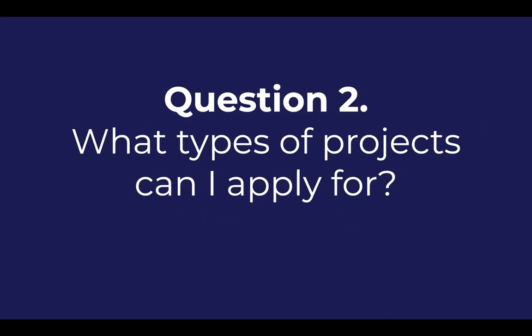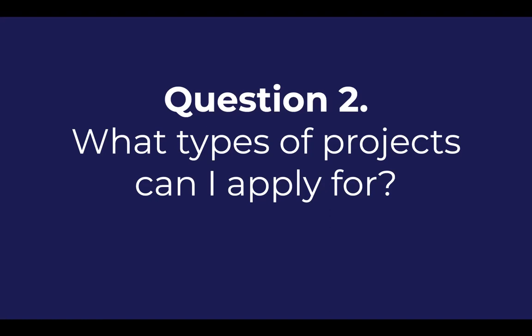Question 2, what types of projects can I apply for? The House Appropriations Committee has set forth a number of accounts that are eligible for receiving community project funding requests this year. There are over 20 accounts, and they range in type and eligibility and potential uses. All of these accounts are listed on the website that I linked to in the beginning of this tutorial.